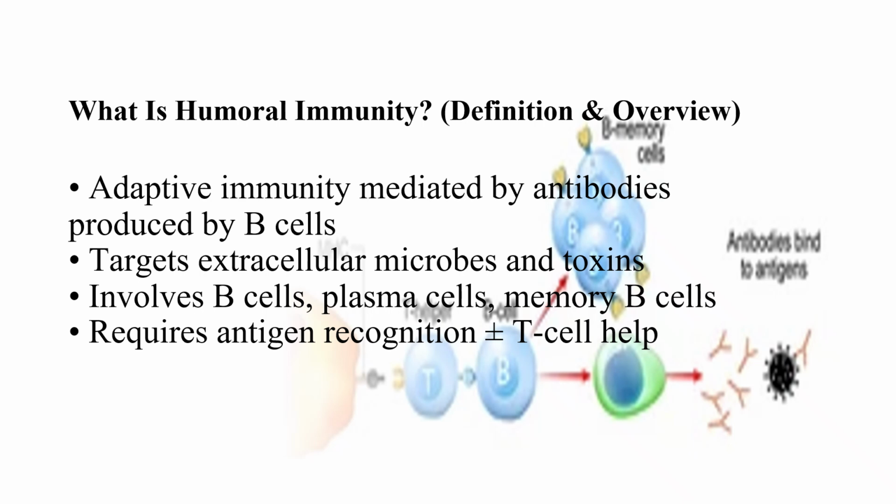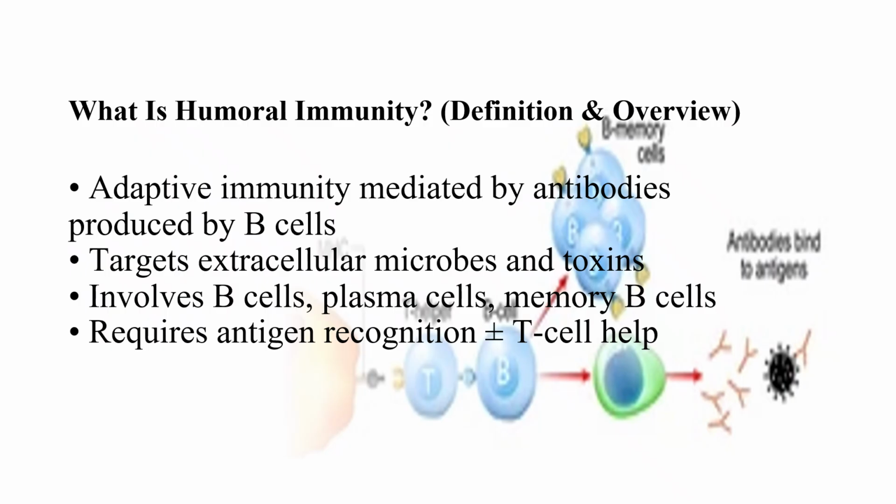Finally, note the phrase requires antigen recognition, with or without T cell help. This is your cue to appreciate the two possible pathways. One, T-dependent activation, where helper T cells provide critical signals for class switching and affinity maturation. Second, T-independent activation, where certain antigens, often large polysaccharides, can activate B cells directly, though with less precision and limited class switching.